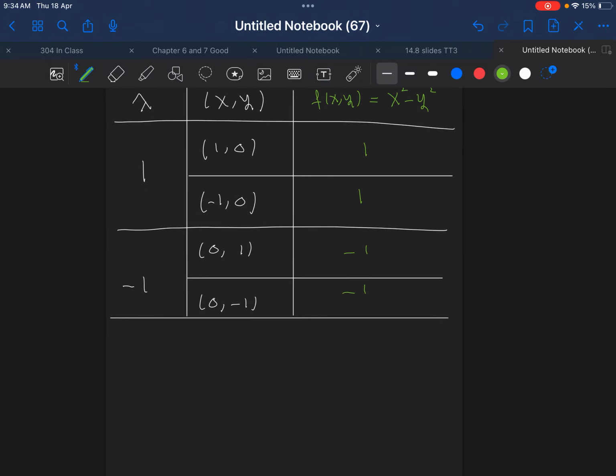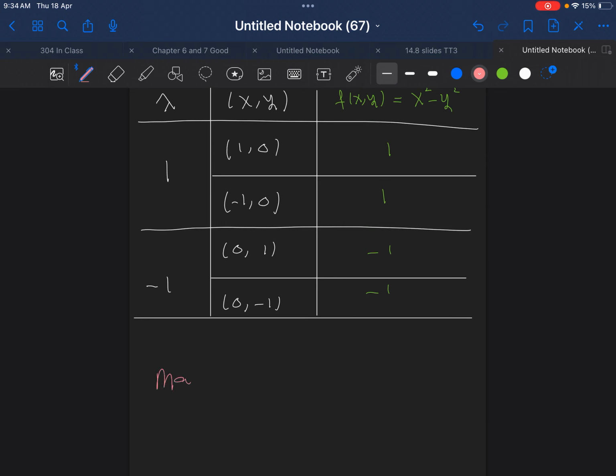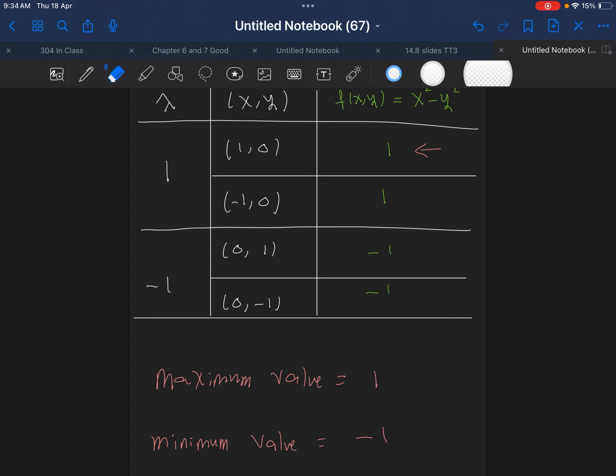Now, we write the final answer, which is, looking at this table, what is the maximum value and what is the minimum value. The maximum value is a clear 1, the minimum value is a clear negative 1. And that's the final answer that we have here for this optimization problem.